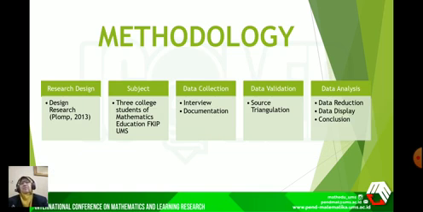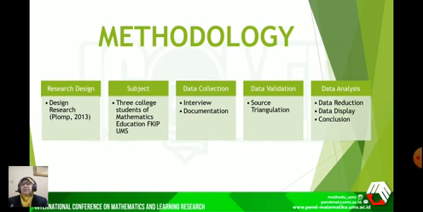Methodology. Research design. The research employs design research. Design research implies the systematic study of designing, developing, and evaluating educational interventions such as programs, learning processes, learning environments, teaching and learning materials, products, and systems.